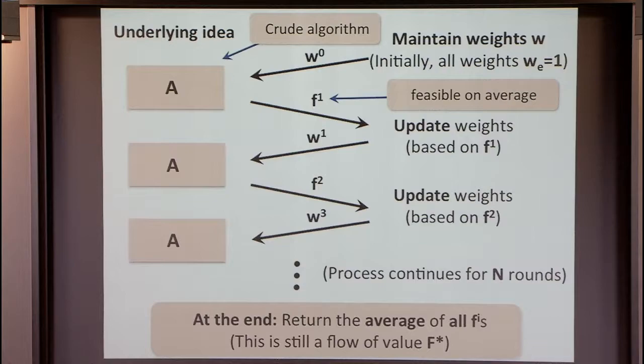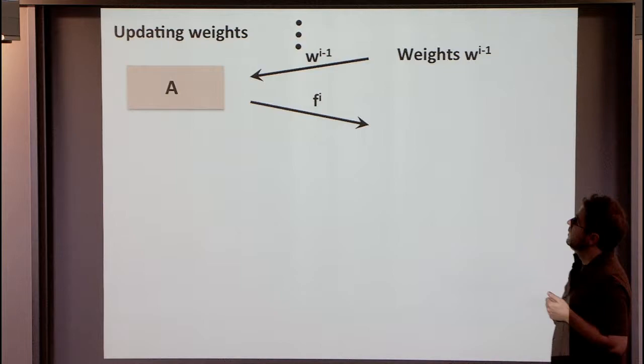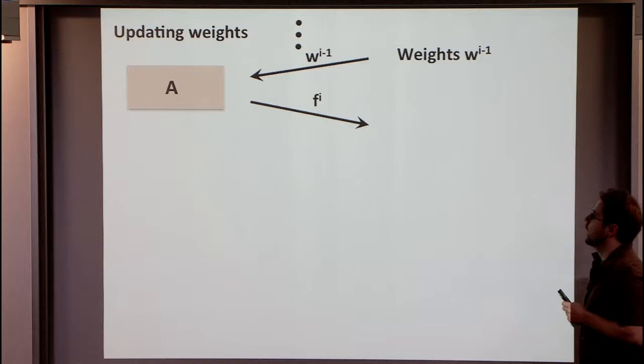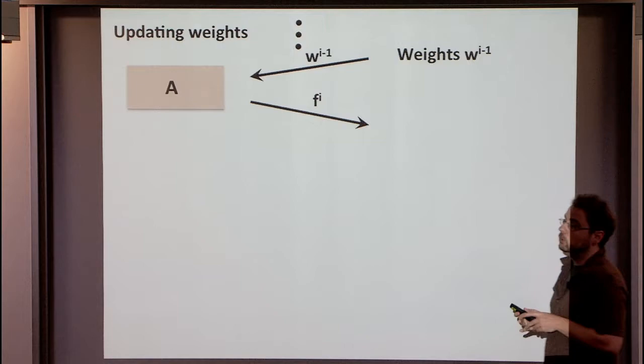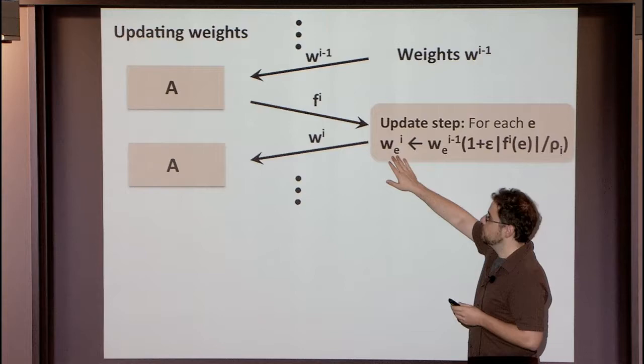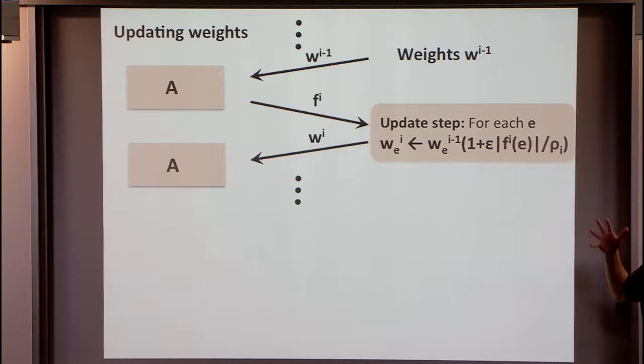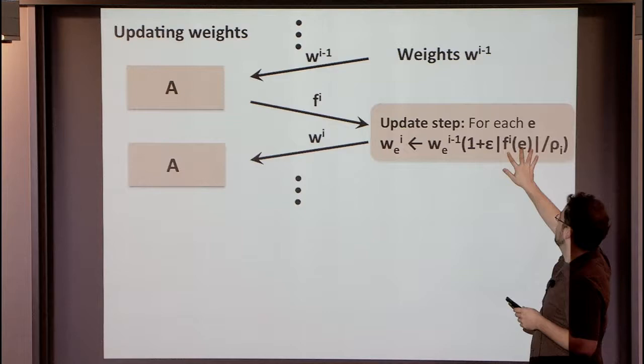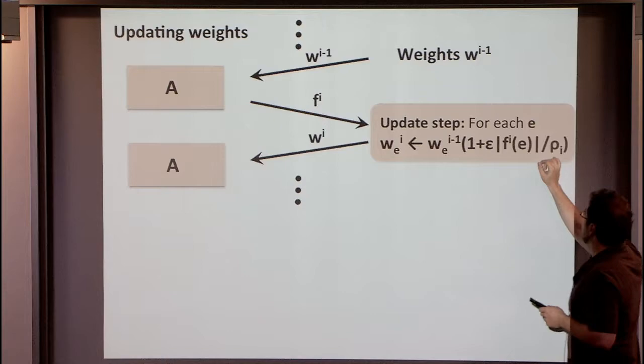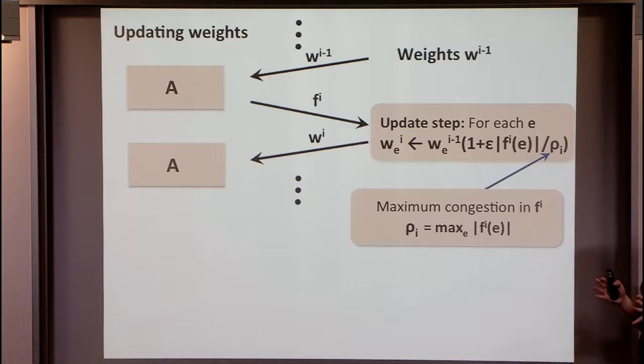And of course, the crucial step here is how do we update weights to make it work? So imagine that we are somewhere in this procedure. We have our current weights w_{i-1}. We supplied it to our crude algorithm and we get some flow back. Now, how do we get the next iteration of weights? Well, we look at each of the weights, which correspond to the edges of the graph, and we do the multiplicative update, hence the name of the method. Essentially, we multiply each weight by 1 plus epsilon times the flow on this edge in the flow f_i returned, normalized by rho_i, where rho_i is just the maximum congestion incurred by f_i. So essentially, this is just the maximum flow on an edge that this flow f_i has.